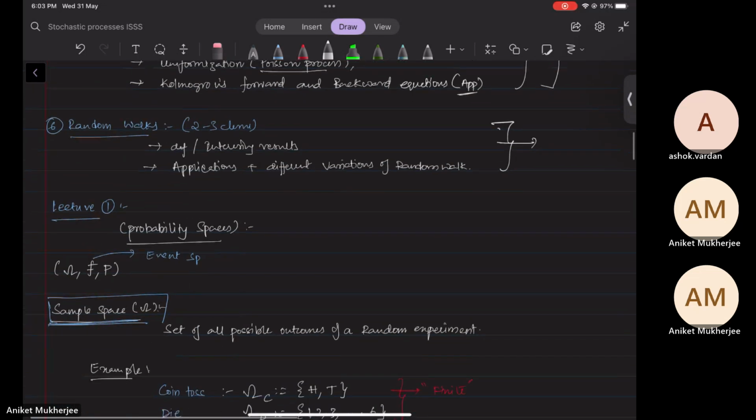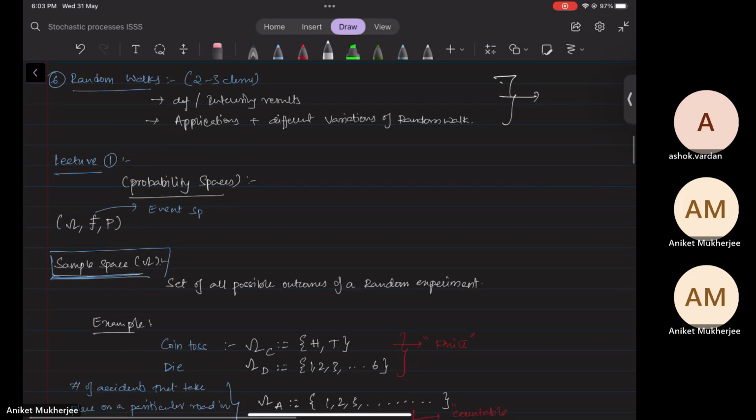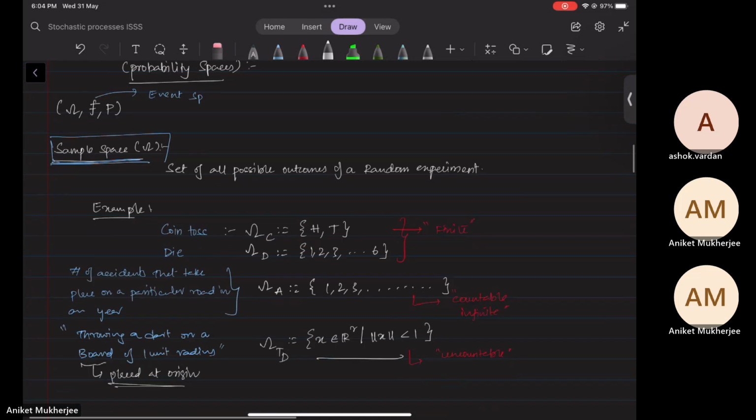Also in the first lecture, I talked about probability space. Probability space is basically a triplet of three things. First you have a sample space. The sample space is the set of all possible outcomes of a random experiment. For example, if you take a coin toss, then the outcome of that experiment is either head or tail. So the set containing head and tail is the sample space for a coin toss.